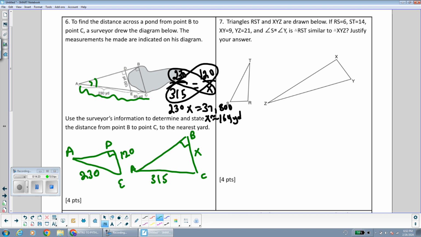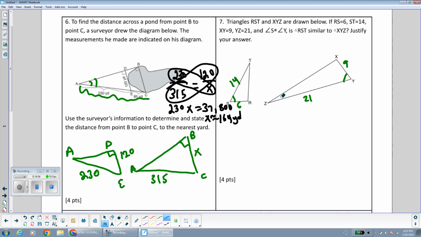Next, we have 2 triangles, and we need to say if they're similar. We're told that RS is 6, ST is 14, XY is 9, and YZ is 21, and that angle S is congruent to angle Y. Already, I'm seeing a congruent angle in between the 2 sides, so SAS is coming to my mind. But I do need to see if the sides are in fact proportional.